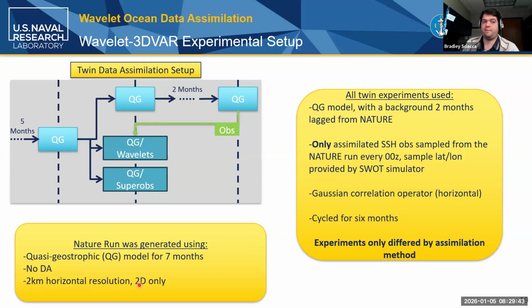This was a 2-kilometer horizontal resolution only. There was no vertical in this because it was just the 1.5 layer QG model. And then we assimilated only SSH observations sampled from the nature run, every day. We had just a horizontal Gaussian correlation operator, and we again cycled for 6 months.